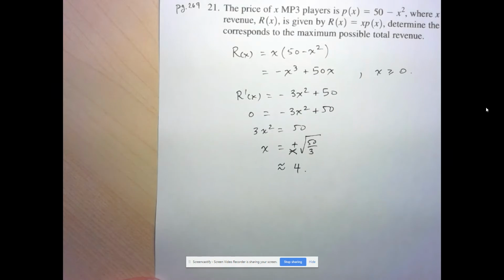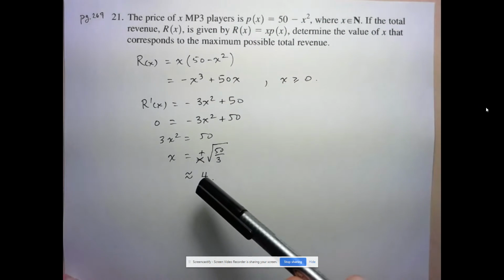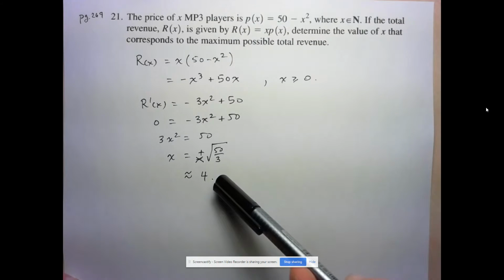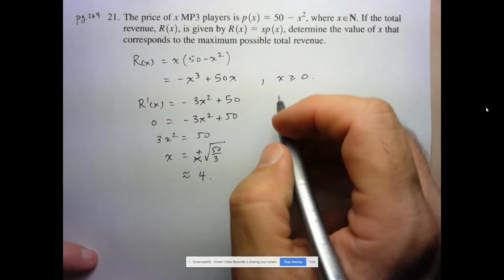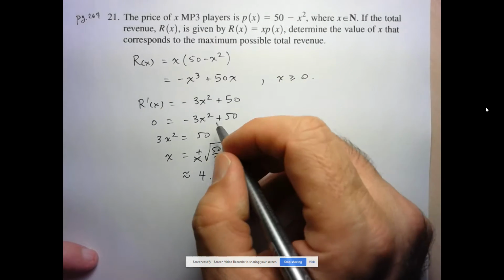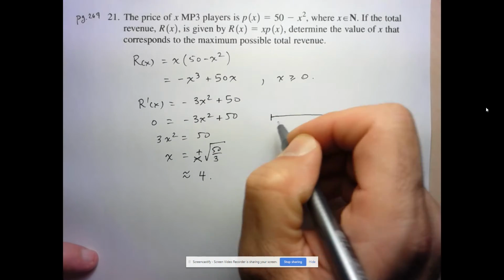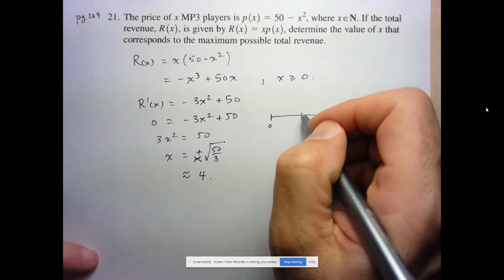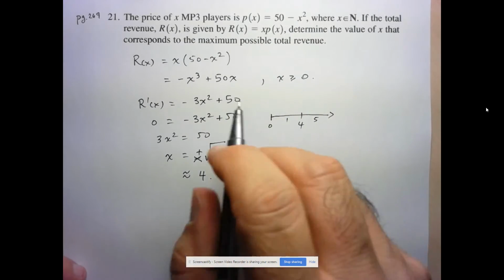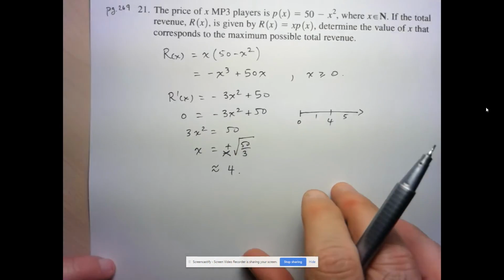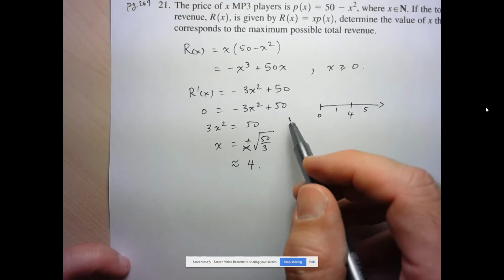Okay, so we're not done yet though. We need to show that this indeed does correspond to a maximum value. So what are we going to do? We're just going to test values of the derivative above and below 4. So we know it has to be greater than or equal to 0. So here I'll pick 1 to the left and 5 to the right, and we're just going to test the value of this derivative here, or actually not the value, but just the sign.